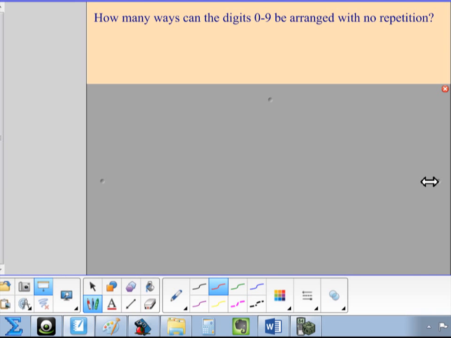So here's another example. How many ways can the digits 0 through 9 be arranged with no repetition?